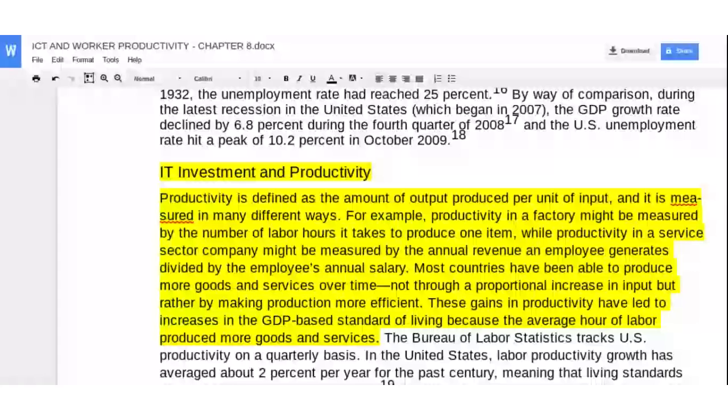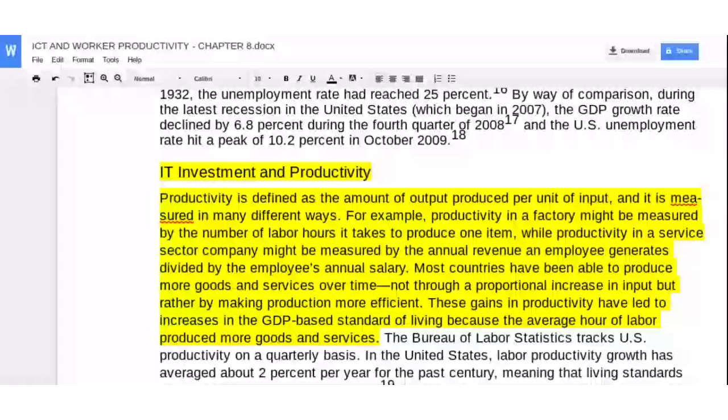So it says that productivity is defined as the amount of output produced per unit of input, and it is measured in many different ways. For example, productivity in a factory might be measured by the number of labor hours it takes to produce one item. So, based on that, how can we measure productivity? It's giving us a way that could be used, or it's guiding us towards coming up with a way of measuring this productivity that we are talking about.